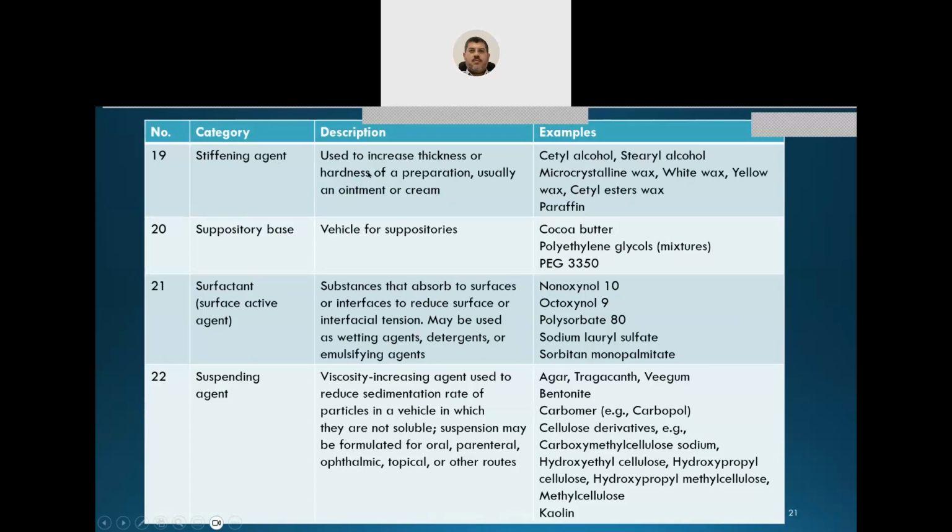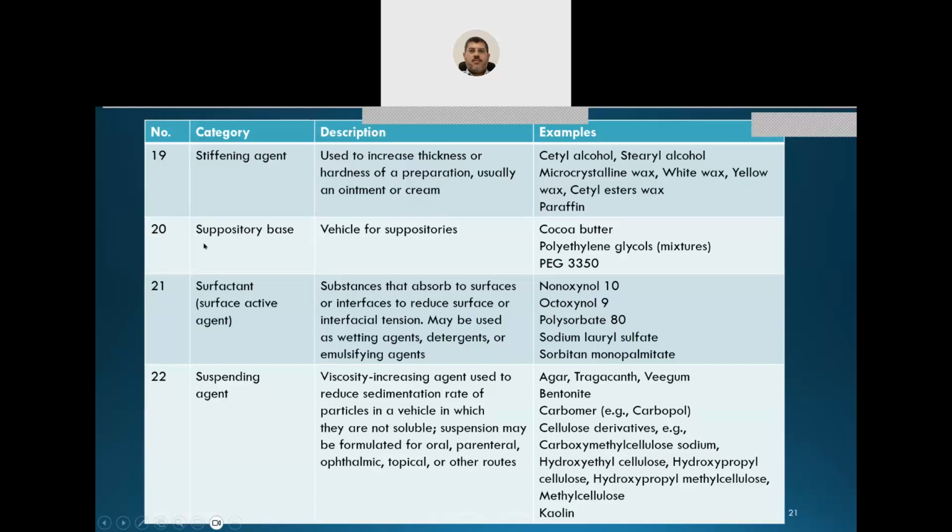But if you want to make it as a cream, the cream is thick, the consistency is thicker. So how to convert it from emulsion to cream, you have to add a stiffening or thickening agent like cetyl alcohol, stearyl alcohol, microcrystalline wax, white wax, yellow wax, and so on. So it can increase the thickening or hardness of a preparation, usually used for ointments or creams. For ointments also, you can use different proportions of different types of bases. Some of these bases may be thin or light, some may be thick. You mix different proportions to get the consistency you want.